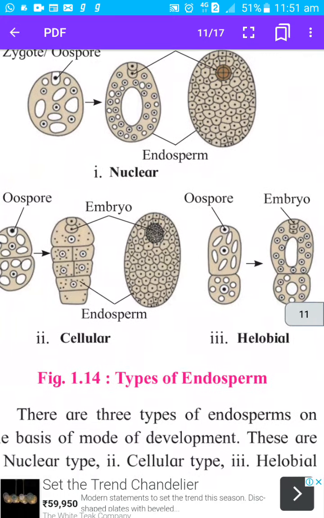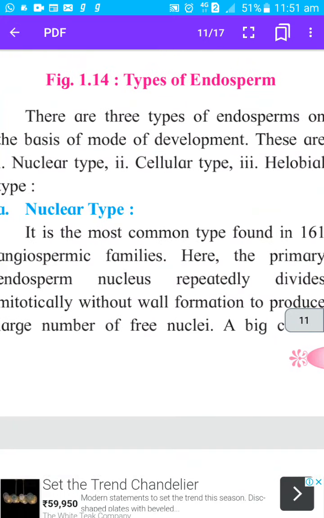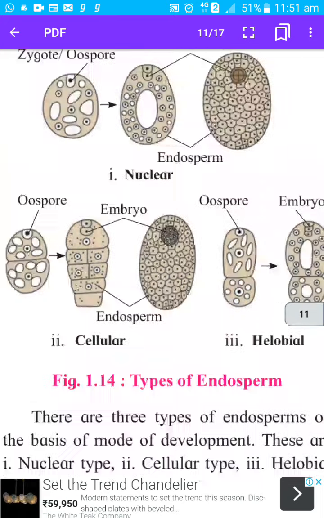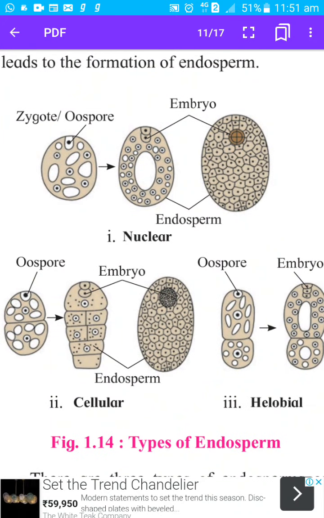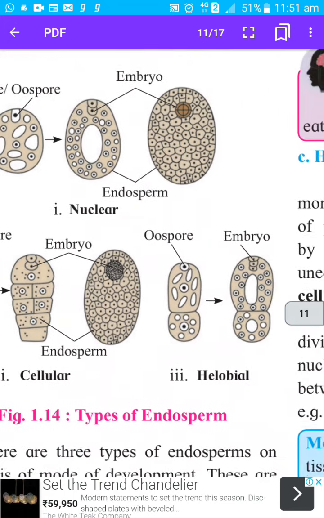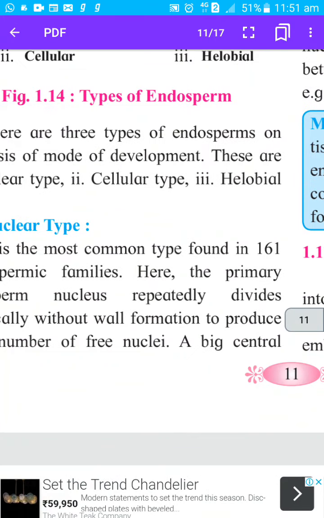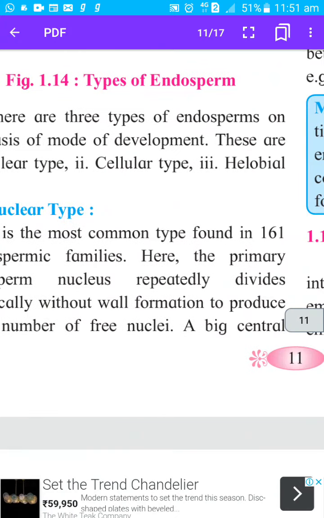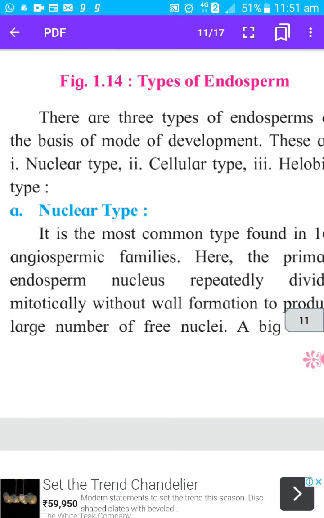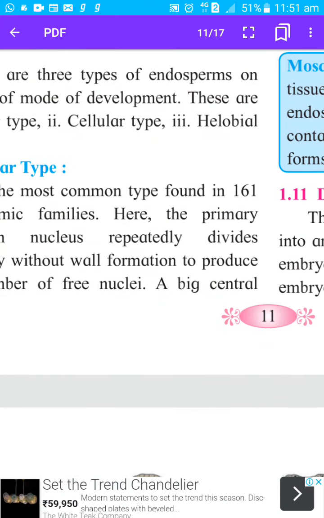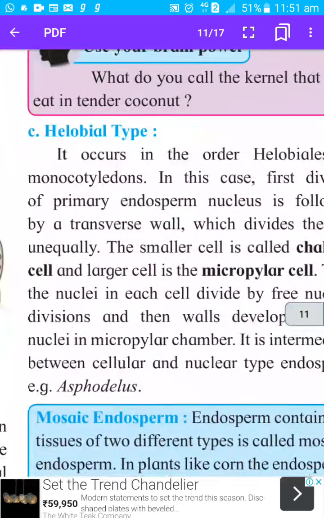Understood? So what is the characteristic of nuclear type? First of all, there is a division of nucleus to form many nuclei, and then cell wall will be formed around these nuclei. That is the nuclear type of endosperm.